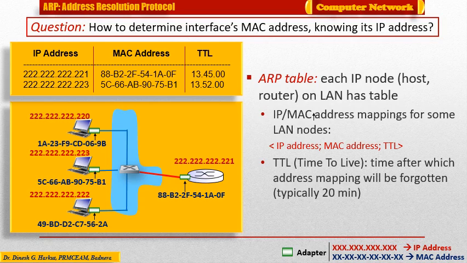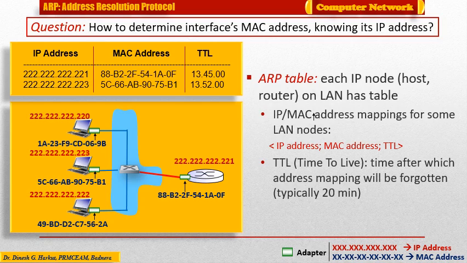The typical expiration time for an entry in an ARP table is 20 minutes from when the entry is placed in the ARP table. By default, at the max, the threshold value of TTL is 20 minutes. After each 20 minutes, the particular entry will be either replaced or deleted.